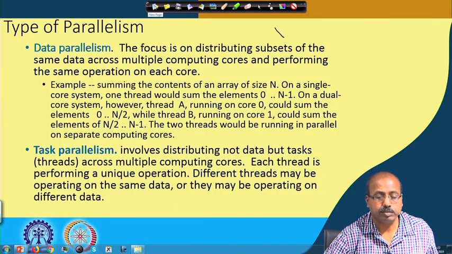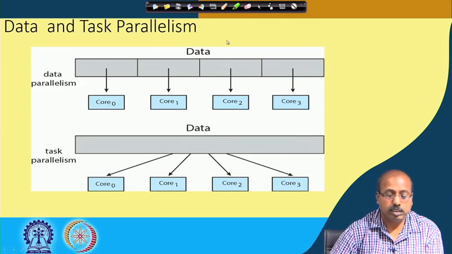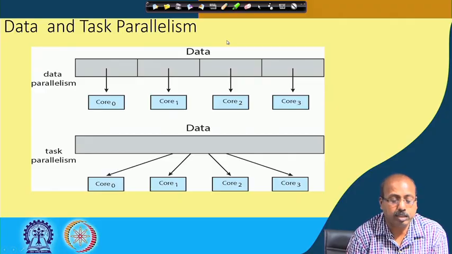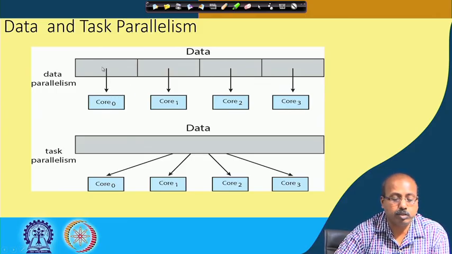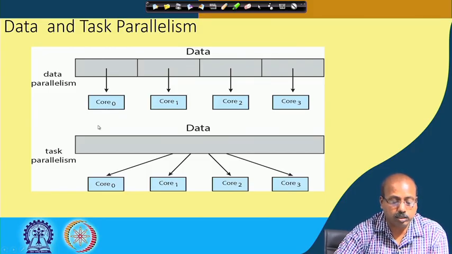Next, this is the situation. In data level parallelism, the data is divided into portions, and each core is given a part of the data. Core 0 is doing this part, core 1 is doing that part. The instruction is the same across all the cores.